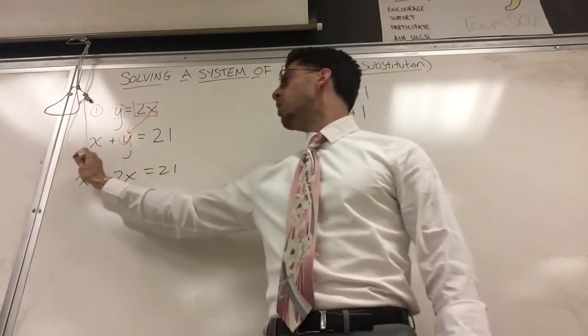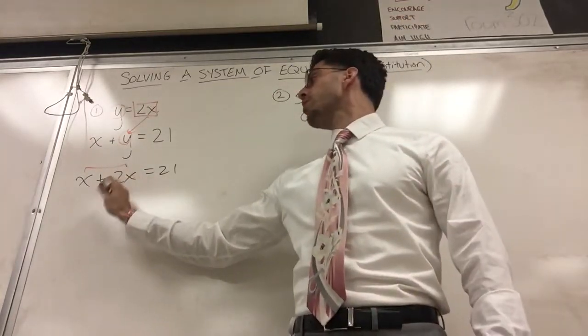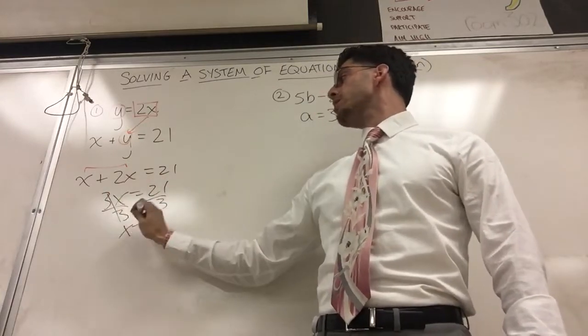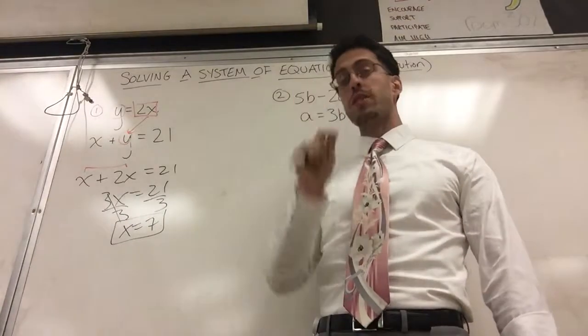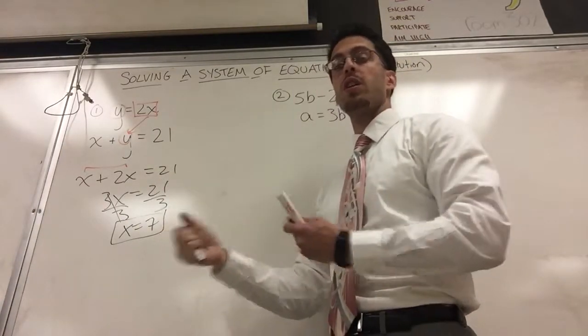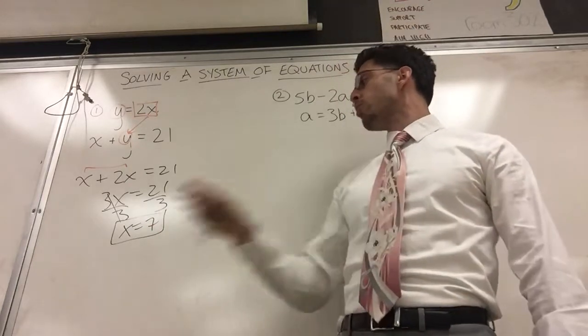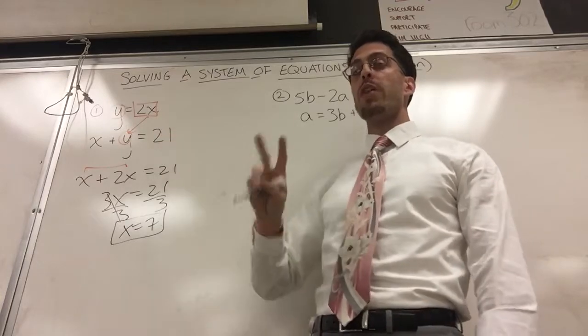What do? Oh, hello like terms. 1x plus 2x is 3x equals 21. Divide by 3 and x equals 7. Great job. That was easy. Just got to understand the process of switching, trading, or substituting. Also notice I'm not actually done. When I have a system of equations, I usually have 2 variables.